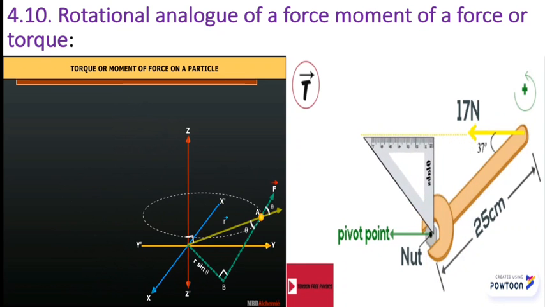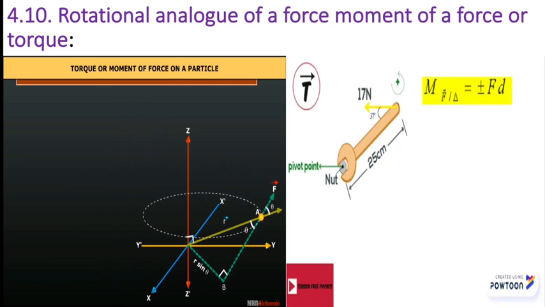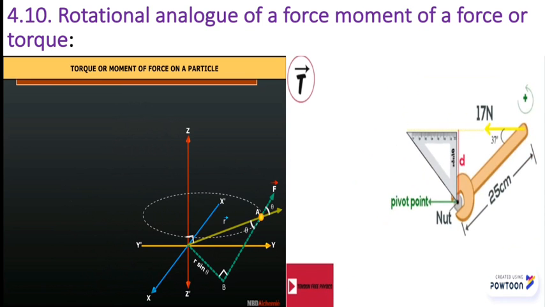The other side of the set square is the distance d, where d is the perpendicular distance between the line of action of the force and the axis of rotation passing through the pivot point. The moment is positive when the force can rotate the object in the positive sense of rotation, and it is negative when the force can rotate the object in the negative sense of rotation. The force is expressed in newtons and the distance is expressed in meters, so the moment is expressed in Newton times meters.